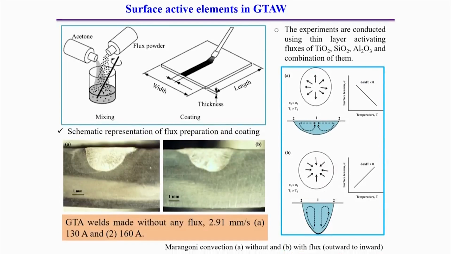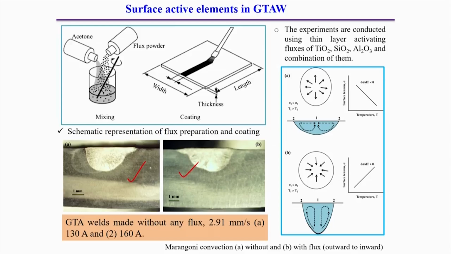Let us see that in the first figure. There is one way of adding surface active elements in the TIG welding or gas tungsten arc welding process. In this process it is possible to mix the flux powder with acetone and simply put the coating on the surface, and then if we conduct the welding process, we can find a different profile, although for similar parameters, or maybe if we change the other parameters. So, this is one way to add the surface active elements within the weld.